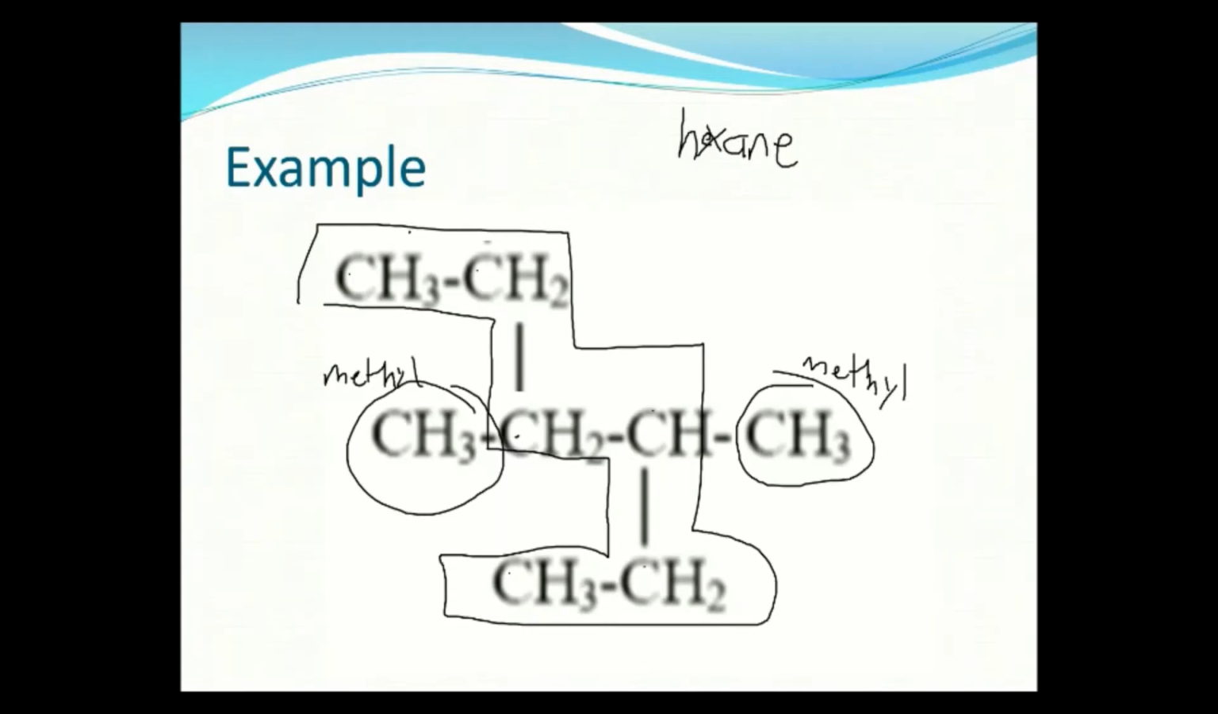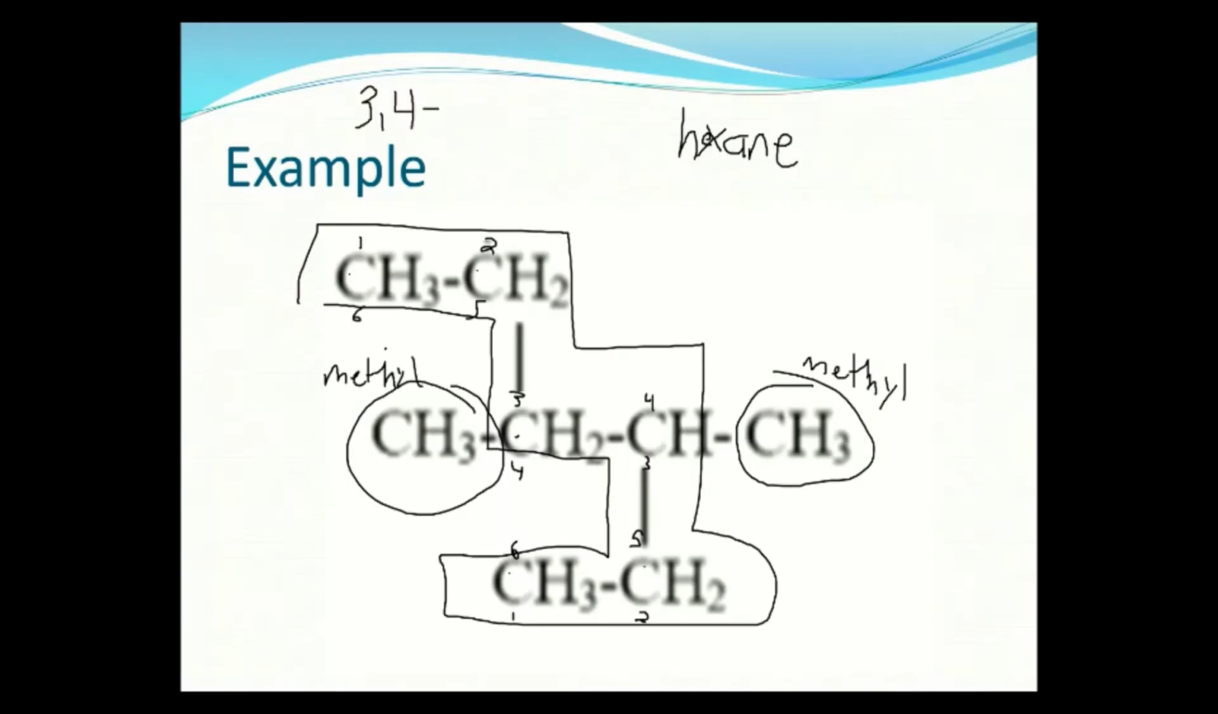And we can number 1, 2, 3, 4, 5, 6, or we can do it from the bottom. We can number 1, 2, 3, 4, 5, and 6. So if we number this way, we get 3 and 4. If we number this way, it's 3 and 4. And it actually doesn't matter which way we count because both of them are methyl, so none of them are lower alphabetically. So we would just indicate that we have methyls on 3 and 4.